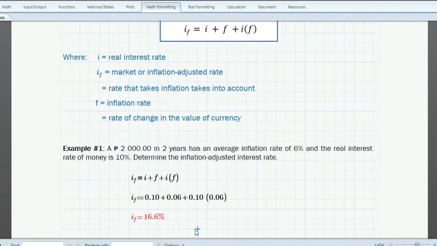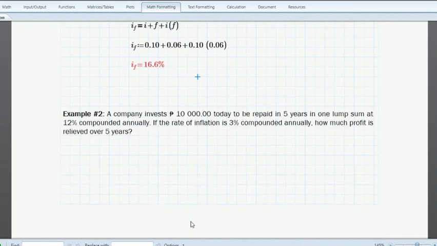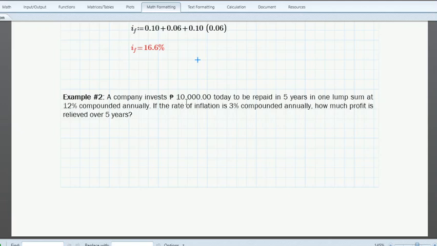Then, moving on to our second example, let's try another example naman. So, we have here a company invests 10,000 pesos today to be repaid in 5 years in one lump sum at 12% compounded annually. If the rate of inflation is 3% compounded annually, how much profit is received over 5 years?